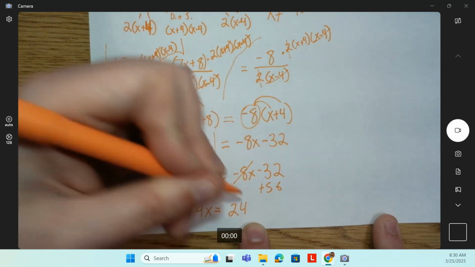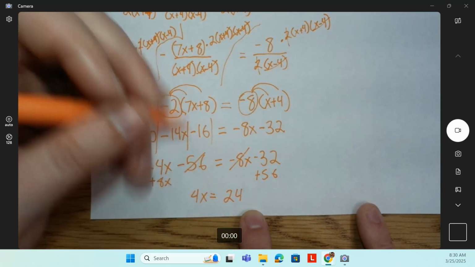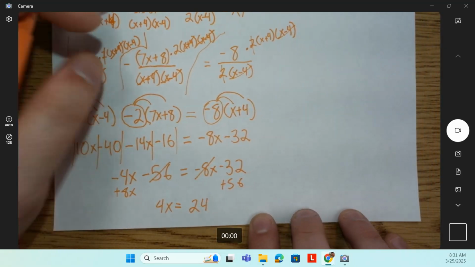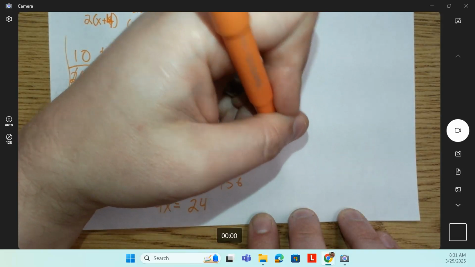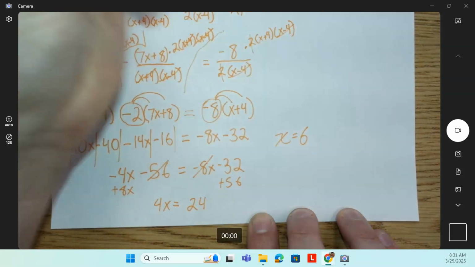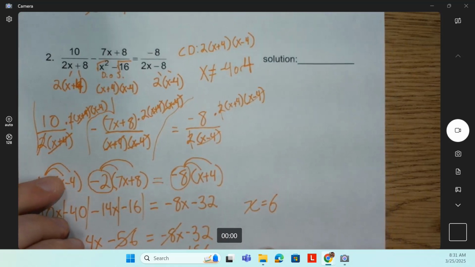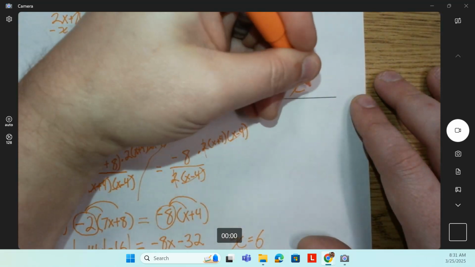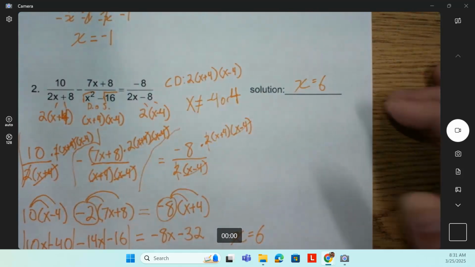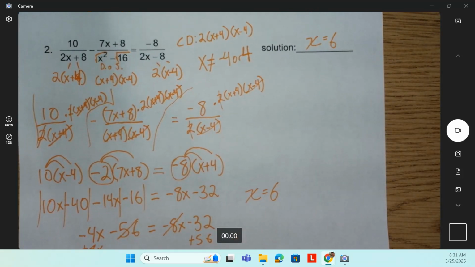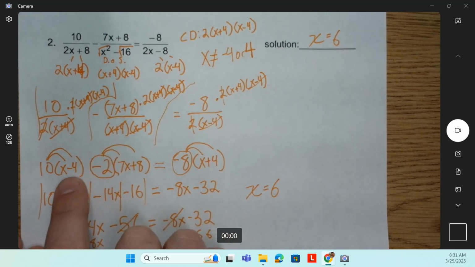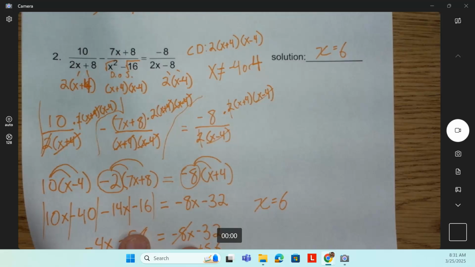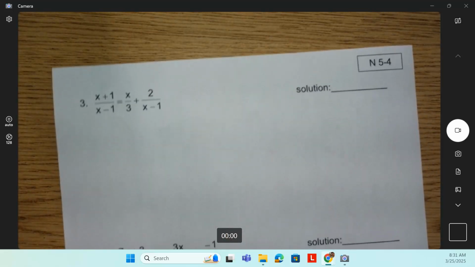Looks like that equals 24. So when I divide by 4, 4x divided by 4, 24 divided by 4, it's going to be an x value of 6. So I'll check. It's not allowed to equal negative 4 or 4, so I am in the clear for that one. X equaling a positive 6. So a few steps there, but mainly this is just solving out the equation, canceling out common denominators. So let's look at one or two more.